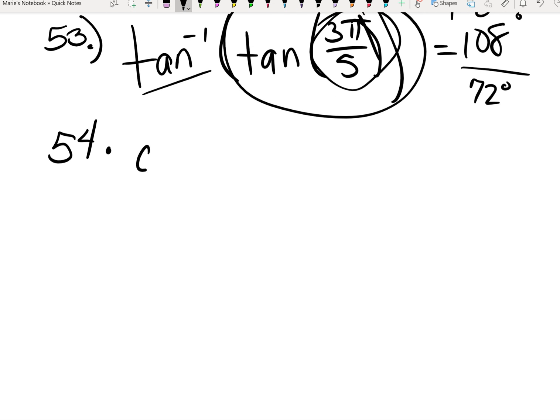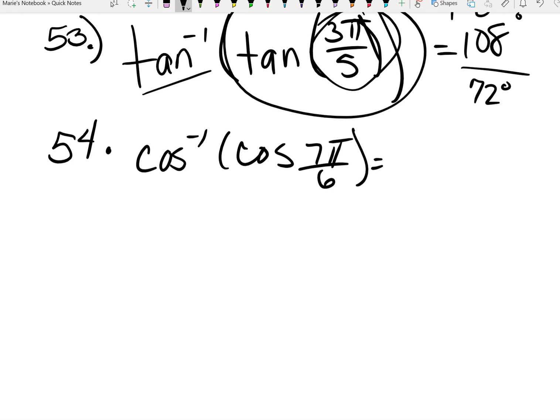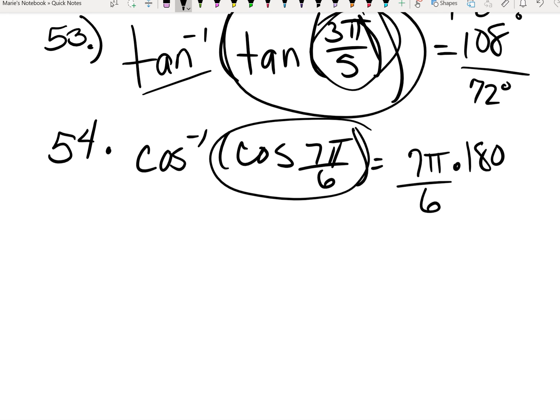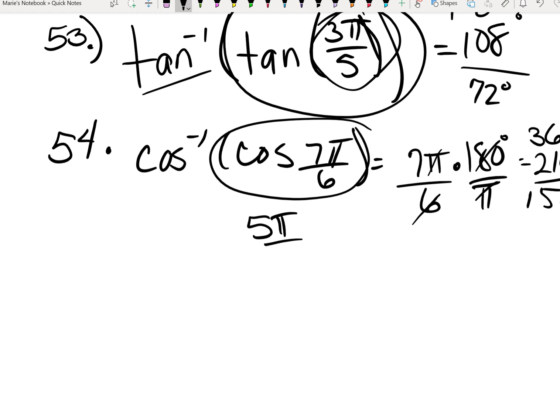54, you have cosine inverse of cosine 7 pi over 6. And so once again, I would ask you to convert that to an angle measure. You would take 7 pi over 6 times 180 over pi. And the pi's will cancel. 6 goes into 180 30 times, so that leaves you 210. At which point you would think of 360 degrees minus 210 degrees. You're missing 150 degrees, which converted back to radians would be 5 pi over 6.